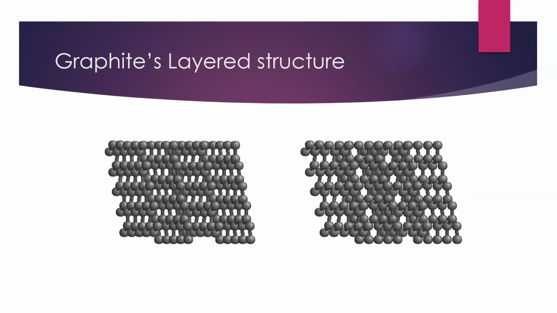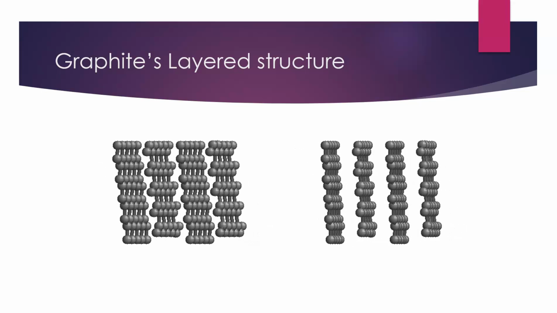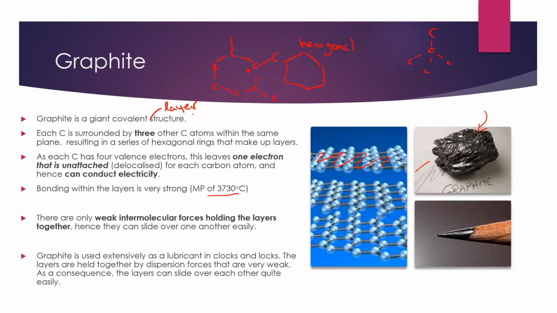So if we have a look here, this is our graphite structure. We can see that it appears hexagonal and then there's gaps between the layers. In these gaps, we have weak dispersion forces, okay? So we have covalent bonding within the layer, and then weak dispersion forces between layers, because this is non-polar, because they're all the same element.